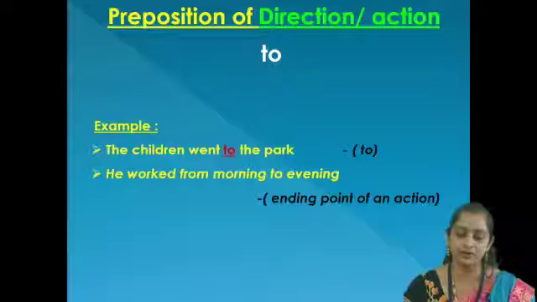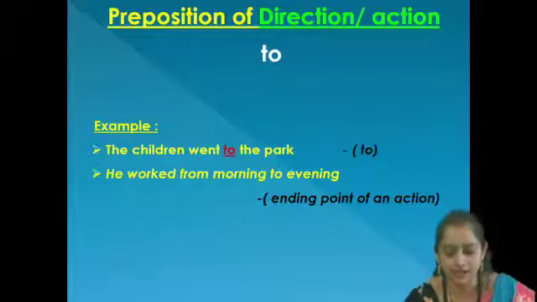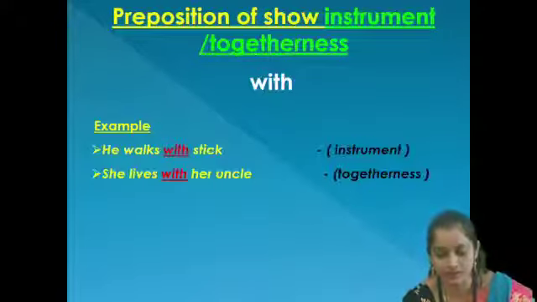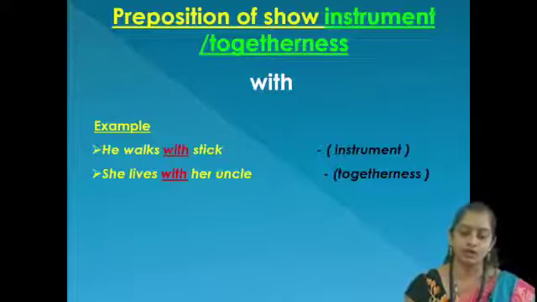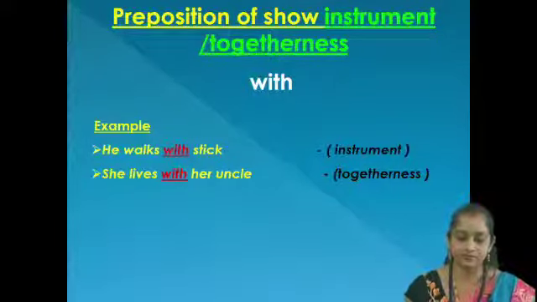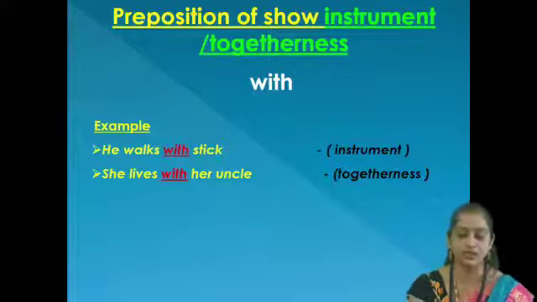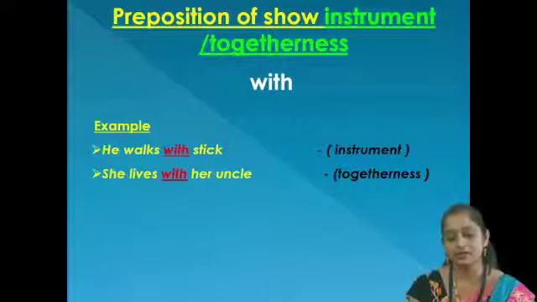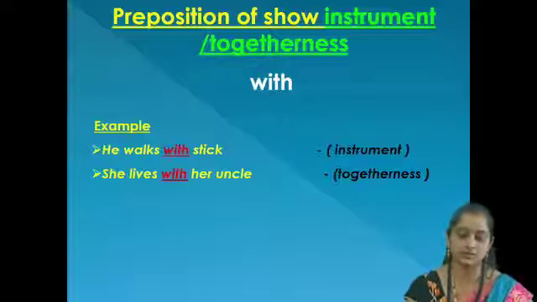Next example is he worked from morning to evening. Here, the preposition is to and it indicates the ending point of an action. Next one is preposition of instrument or togetherness. For example, he walks with a stick. Here, the preposition is with and it indicates instrument. Next example is she lives with her uncle.